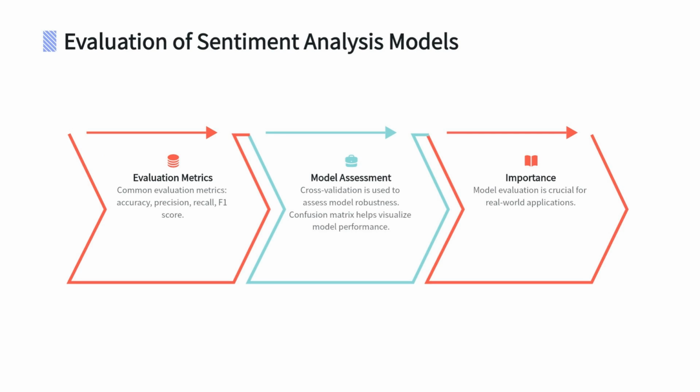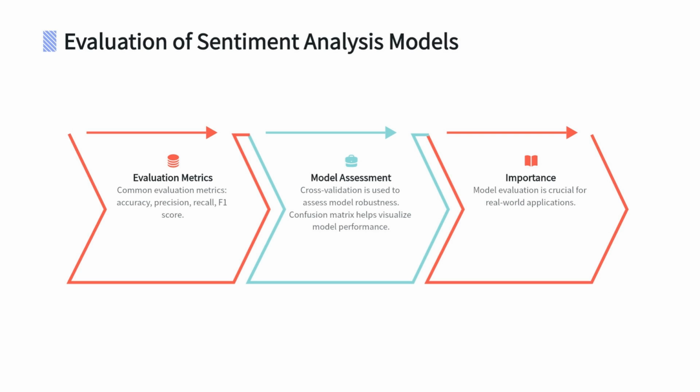Evaluating the performance of sentiment analysis models is essential to ensure that they perform accurately and consistently. Some key evaluation metrics include accuracy, which measures the overall proportion of correct predictions. Precision focuses on the proportion of positive predictions that are true positives. Recall measures the proportion of actual positives that are correctly predicted. F1 score, the harmonic mean of precision and recall, provides a balanced view of model performance.